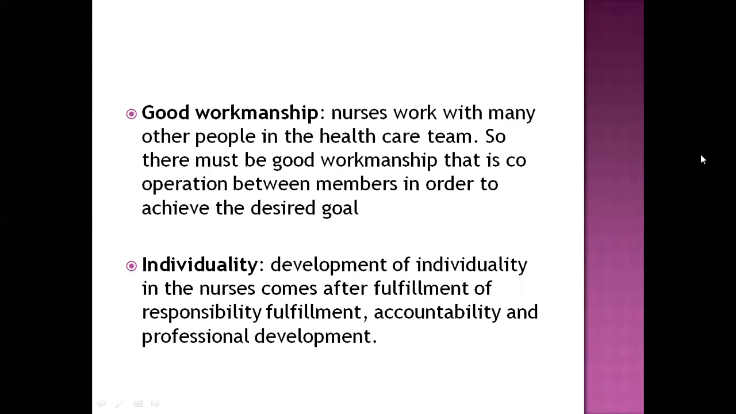Good workmanship. Workmanship means health team spirit, healthcare team spirit. Nurses work with other nurses and also other people under the healthcare team. There are physiotherapists, doctors, occupational therapists, paramedics, laboratory technologists, pharmacists, many people working in the same team to achieve a common goal, that is solving the problem of the patient. So good workmanship helps to develop work spirit among all the members of the healthcare team.